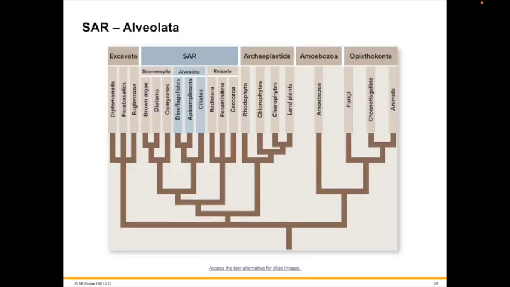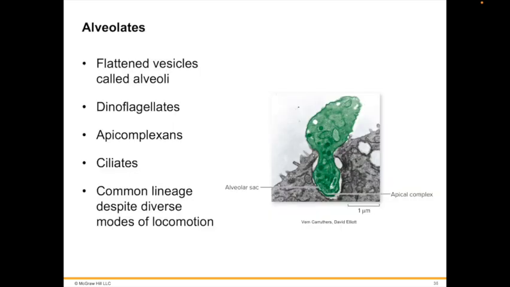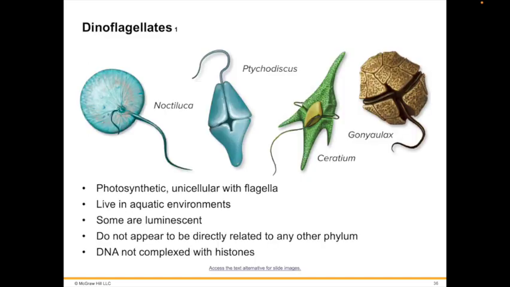Next up, we get to alveolata, also part of SAR. So here we'll begin with the dinoflagellates. From there we'll go to the apicomplexans and then end up with the ciliates.